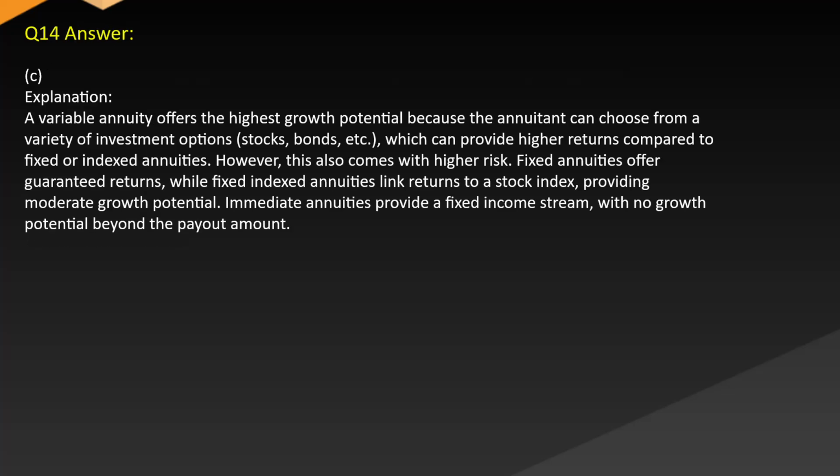Answer C. Explanation. A variable annuity offers the highest growth potential because the annuitant can choose from a variety of investment options, stocks, bonds, etc., which can provide higher returns compared to fixed or indexed annuities. However, this also comes with higher risk. Fixed annuities offer guaranteed returns, while fixed indexed annuities link returns to a stock index, providing moderate growth potential. Immediate annuities provide a fixed income stream with no growth potential beyond the payout amount.